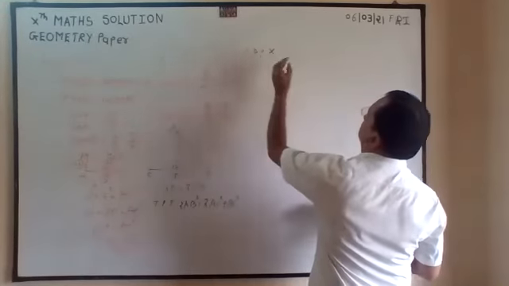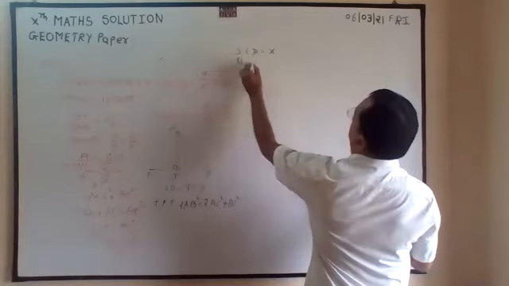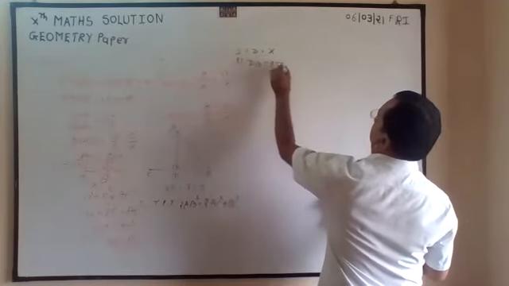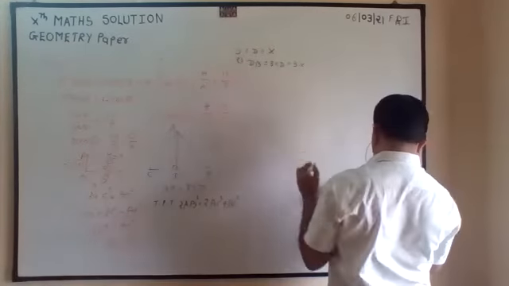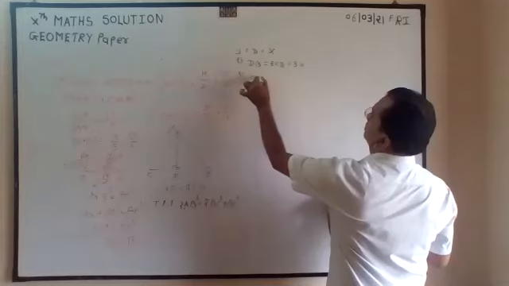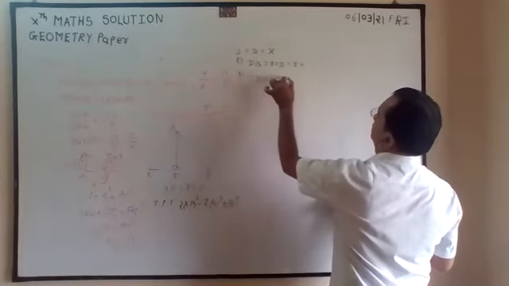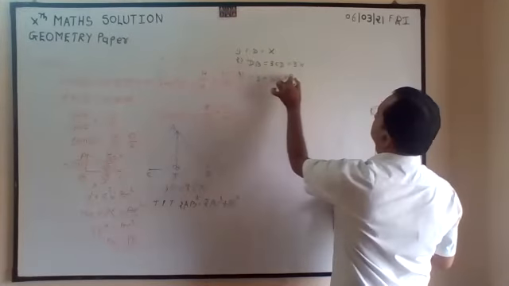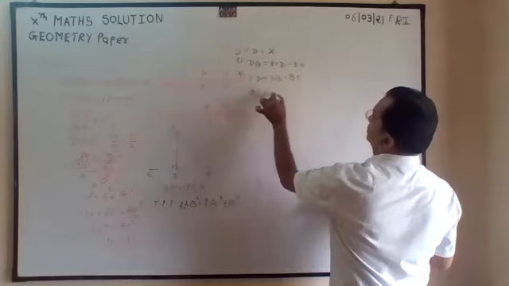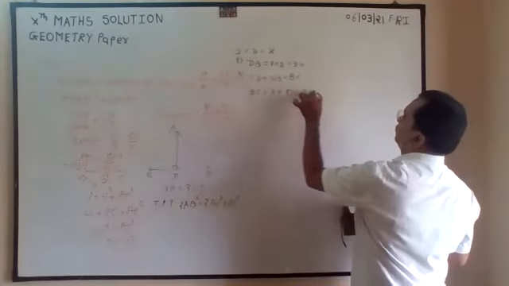First, CD is equal to x. Second, DB is equal to 3CD, which is 3x. Third, CD plus DB is equal to BC. So BC is equal to x plus 3x, which is 4x.